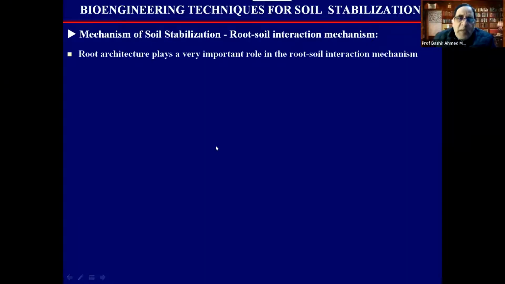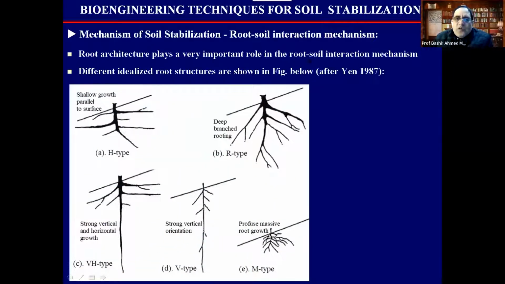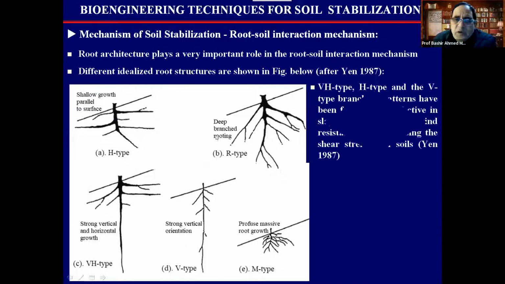So actually, what is the mechanism? The root architecture plays a very important role in the root-soil interaction mechanism. Different idealized root structures are shown in the figure. We can have a shallow one, parallel to the earth surface, which is known as H type. Then we have the deep branch root type, then strong vertical and horizontal, very deep ones, then strong vertical oriented and profuse. There are many more, but I have just listed a few here.